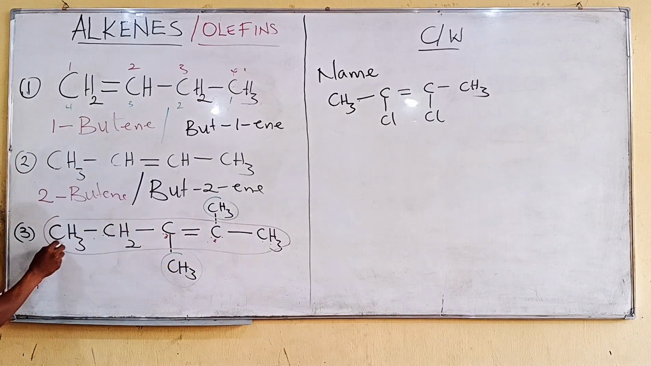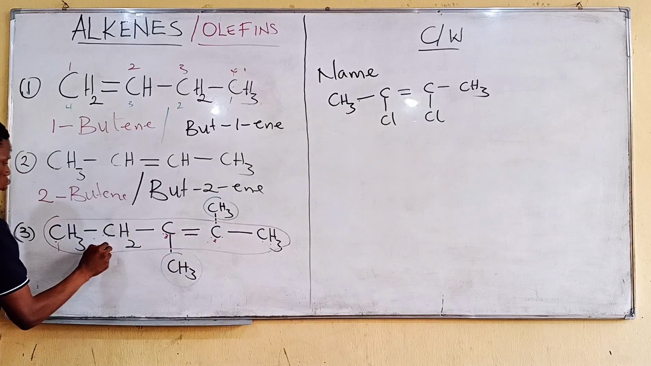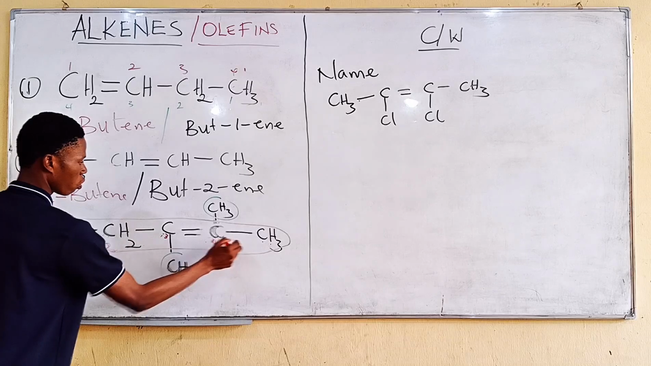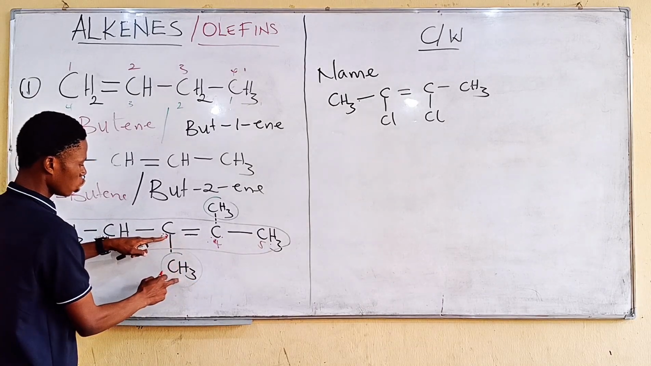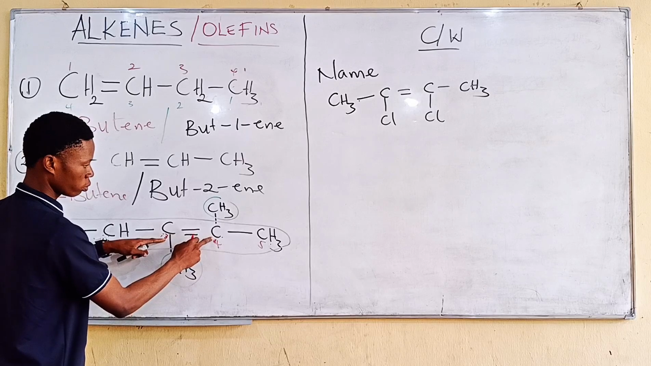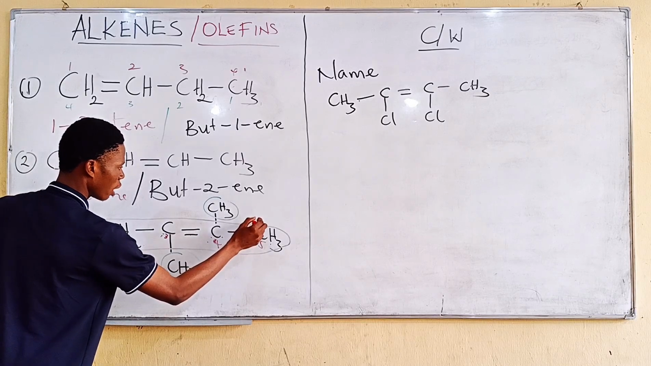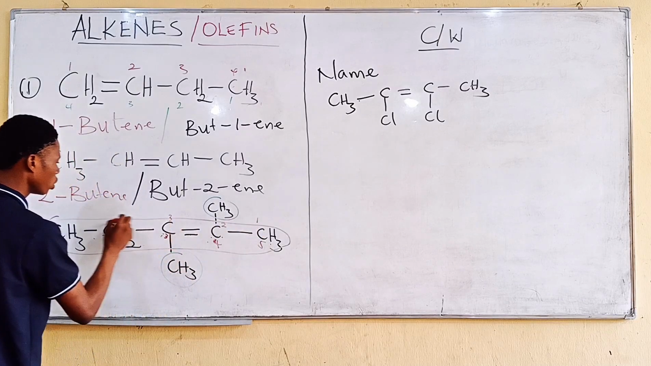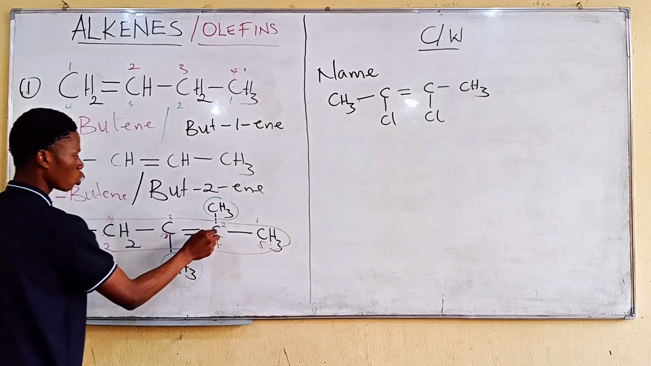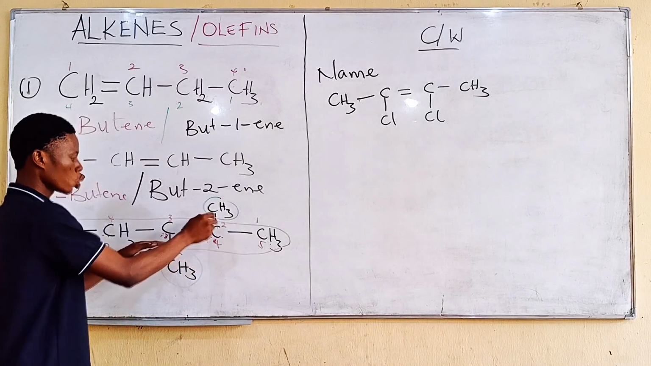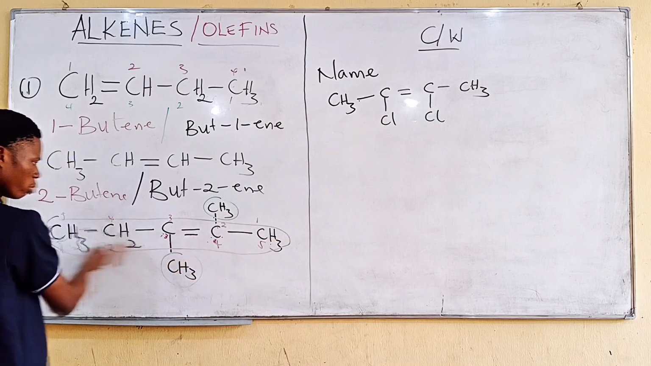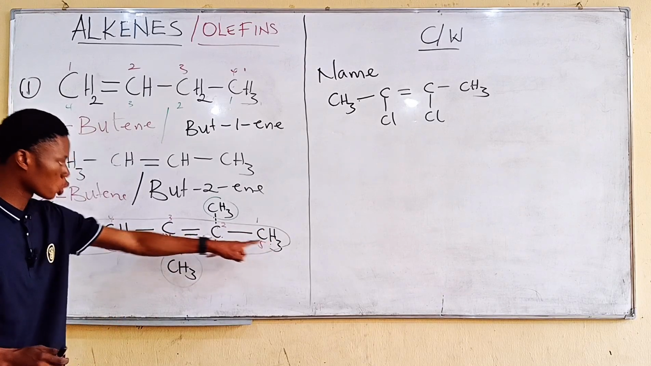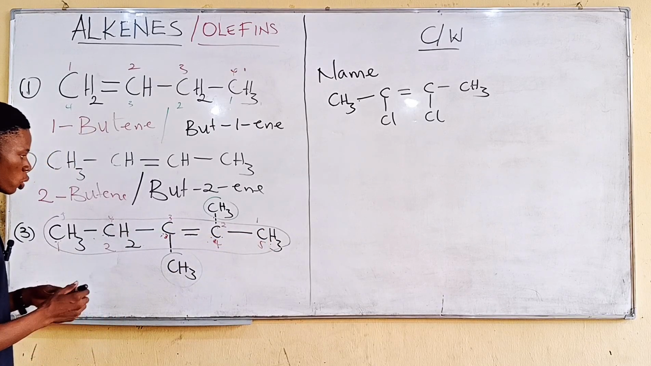Let's see it now. This is 1, 2, 3, 4, 5. Numbering from here, the double bond is on carbon 3. The substituents are on carbon 3 and 4. But numbering from here, I have 1, 2, 3, 4, 5. The double bond is on carbon 2 and the substituents are on 2 and 3. So you can see that I have a lower numbering from right to left. So I must go with the lowest possible numbering.